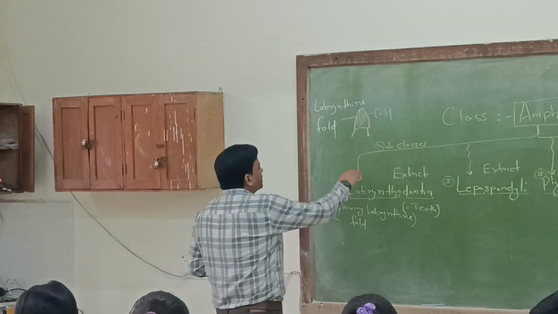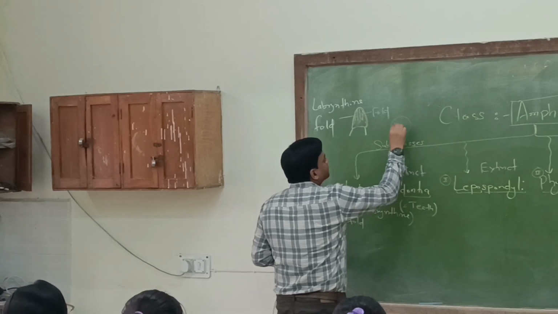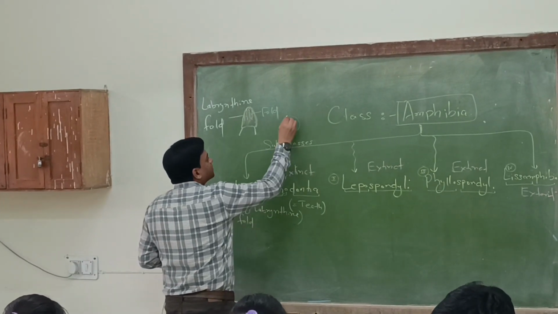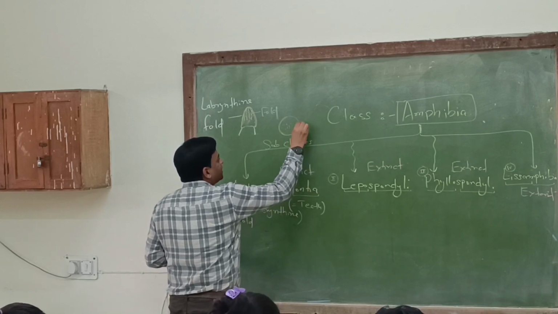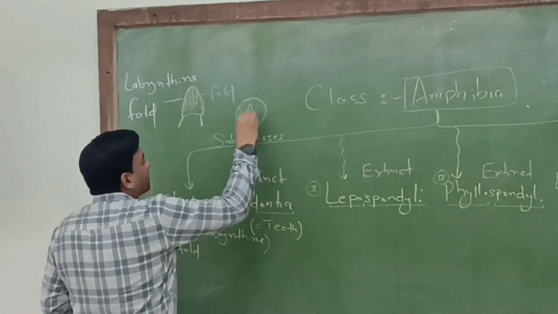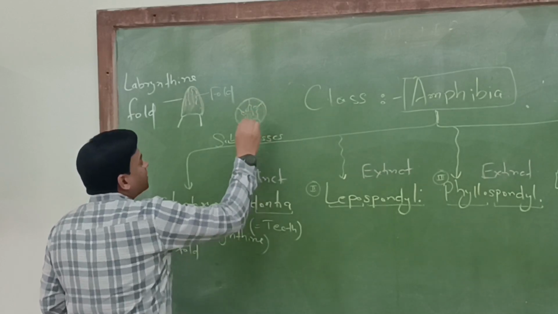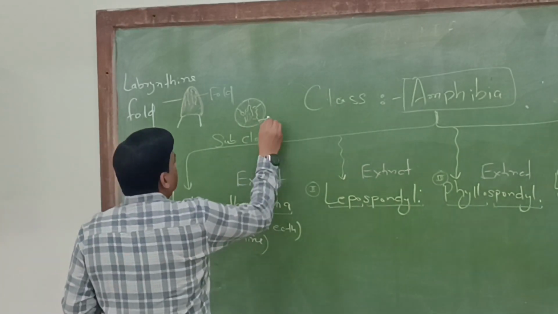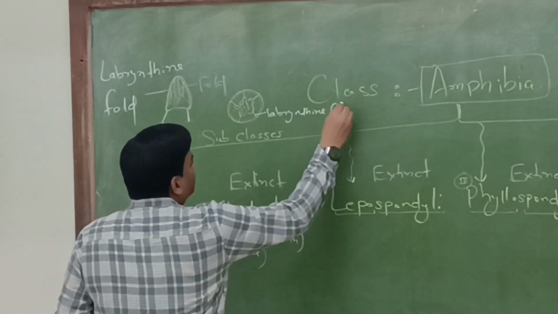So if we take the transverse section of this tooth, it will look like this. So this is the dentine, this is the dentine, and outside there will be enamel. In the cross section what you will see is that the enamel goes deep into the dentine and makes a fold which is called a labyrinthine fold. Okay, so these are labyrinthine folds. Labyrinthine folds of what animal?